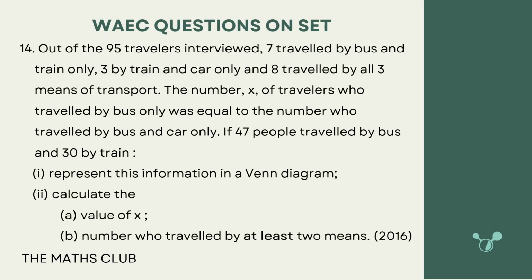So the next question, we're told that out of 95 travelers that were interviewed, 7 traveled by bus and train only, 3 by train and car only, 8 traveled by all 3 means of transportation. The number x of travelers who traveled by bus only was equal to the number of travelers who traveled by bus and car only. They now said if 47 people traveled by bus and 30 traveled by train, represent this information in a Venn diagram, calculate the value of x, and then the number who traveled by at least 2 means. I know it's looking a bit complex, but the way we've always been writing the given and stating all that they give us and putting it in the Venn diagram, I want you to try it out yourself.